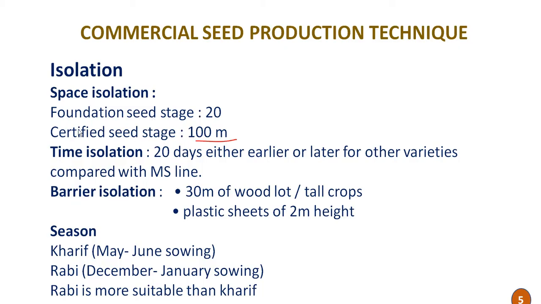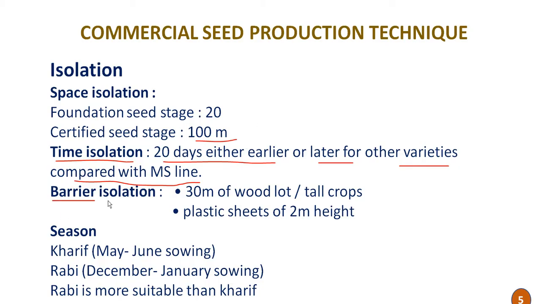And if space isolation is not possible, then we can isolate the field by using time isolation also. So the male sterile lines are sown earlier or later by a difference of 20 days than the other varieties. So this is the time isolation.